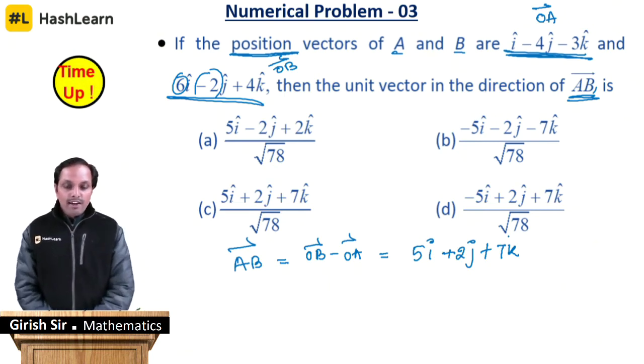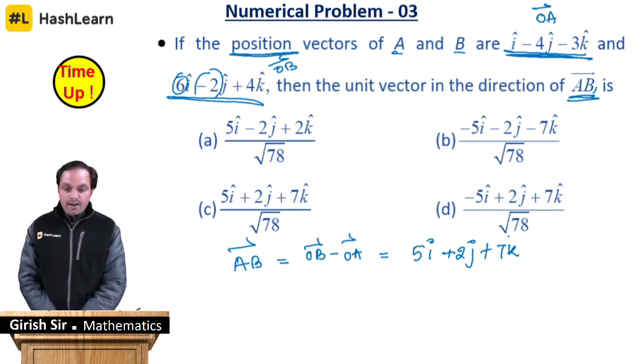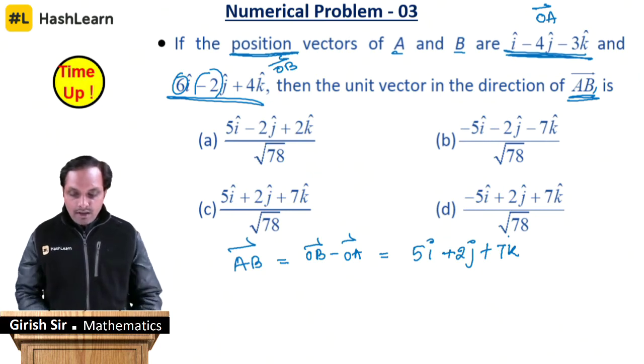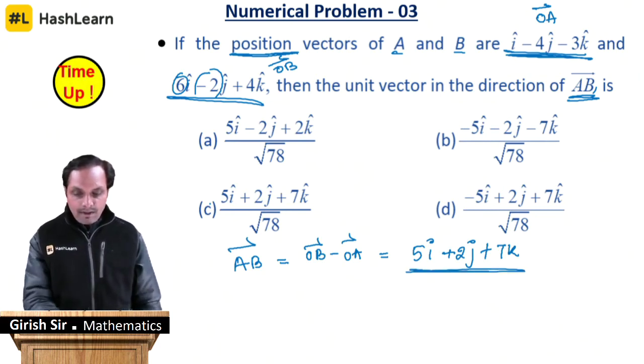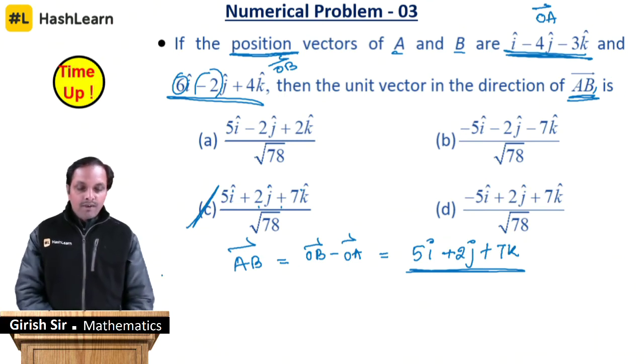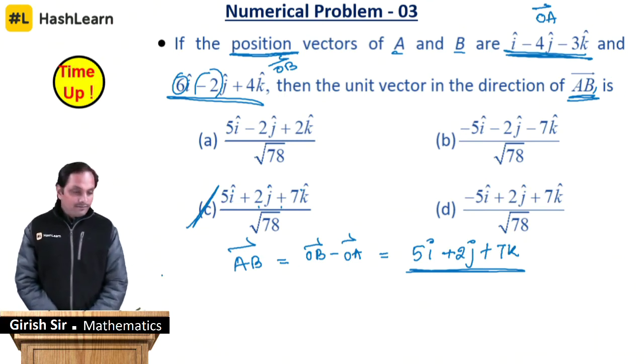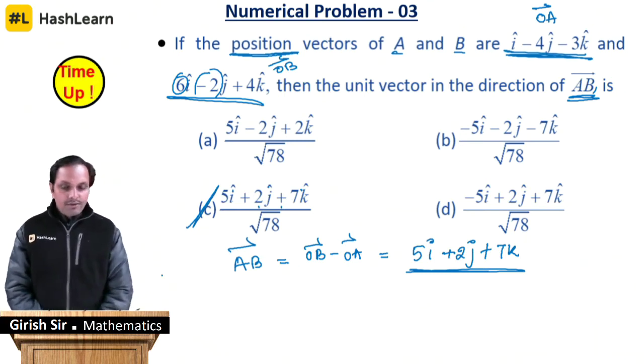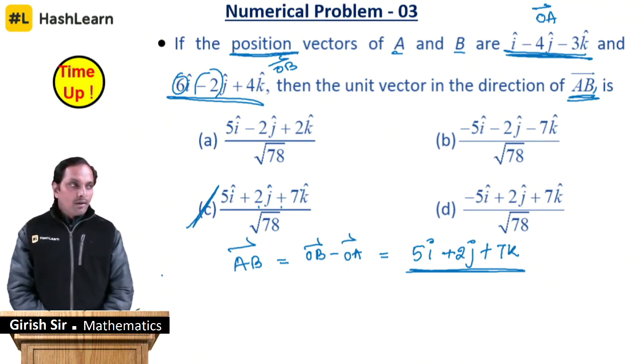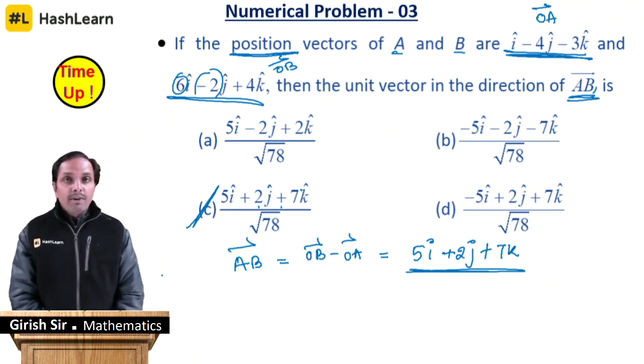Okay, so finally if you want to find the unit vector, just look at the sign convention. You have plus sign for all. Which option has the plus sign? 5i plus 2j plus 7k divided by root 78. Root 78 should come. That should be your answer. Option C is the right choice. Yes, Himanshu, C is right. Okay, get ready for the next numerical.